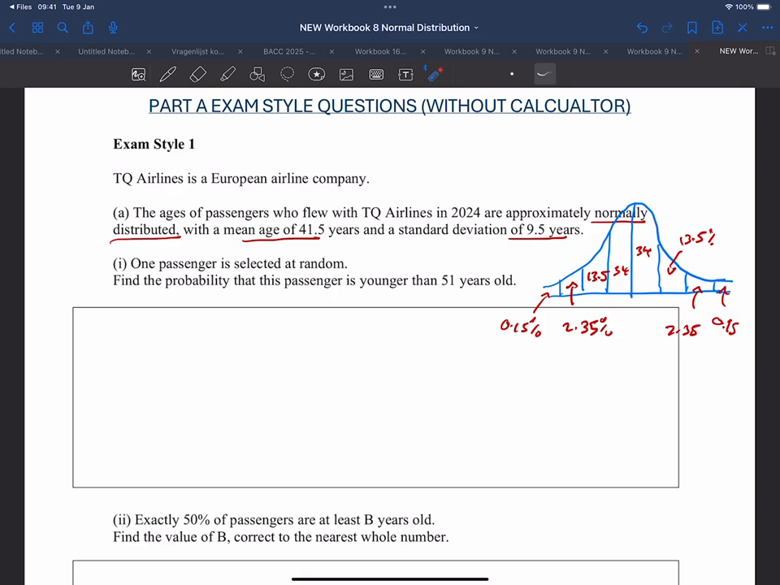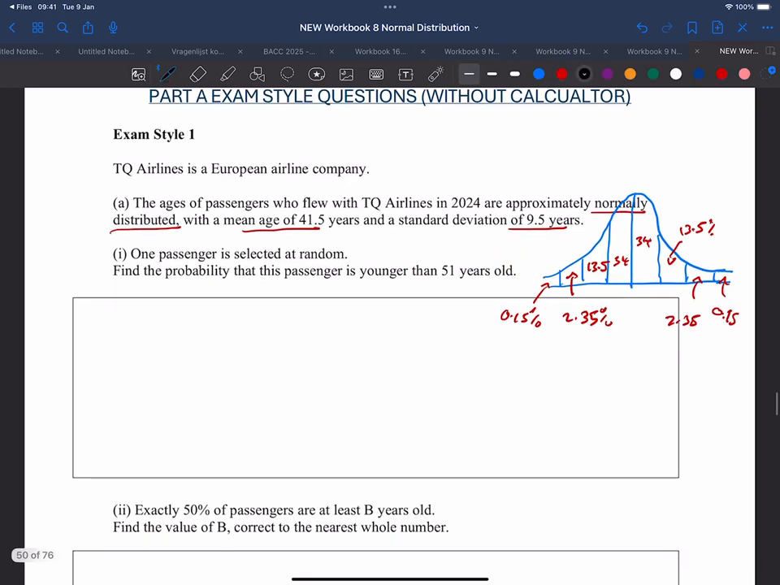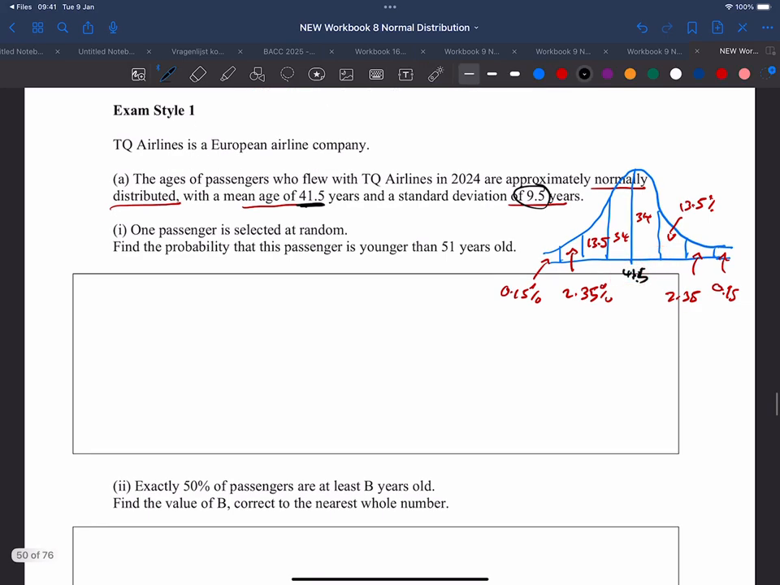Okay, so the first thing I'm going to do is look at this: one passenger is selected at random. Find the probability that they're younger than 51. So I'm going to finish this off. The mean here is 41.5, and remember this from beforehand, that's the mean. Now we're going to add on 9.5 to the 41.5 to get this part. When we do that, we get 51, which is the number we're looking for. So we know that's one standard deviation above it.